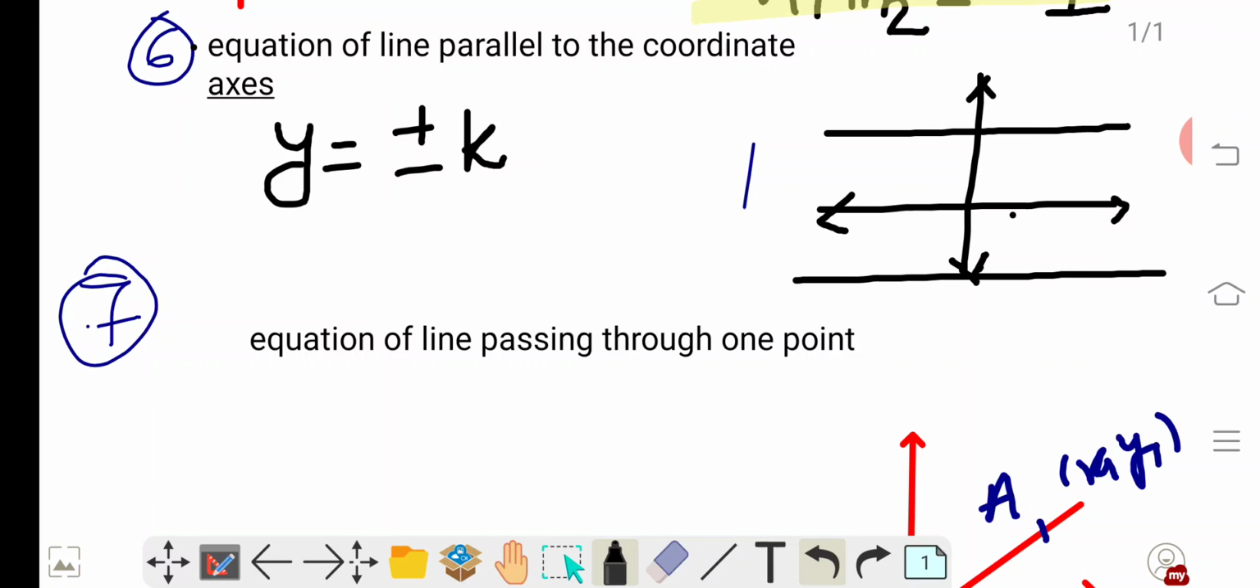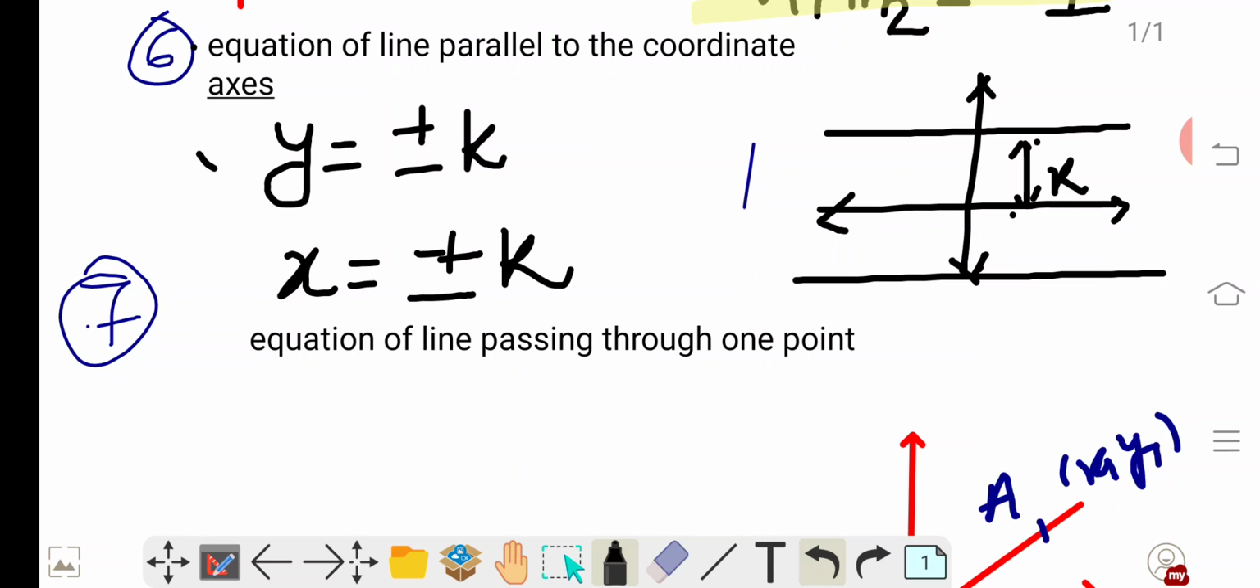So these two lines are parallel to the x-axis, and the distance between the line and the x-axis is, suppose, k, so it will be y is equal to plus minus k. And the equation of the line parallel to the y-axis will be x is equal to plus minus k. So these two are the equations for a line when it is parallel to the x-axis and when it is parallel to the y-axis.